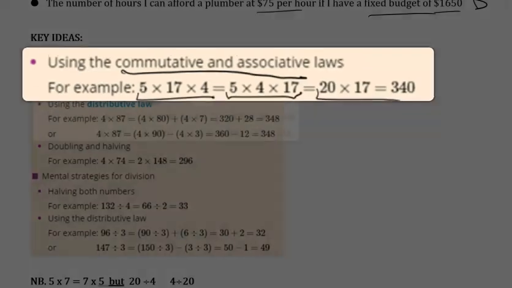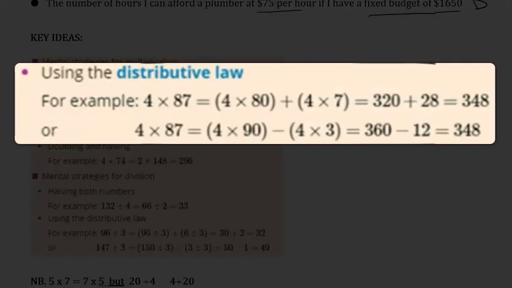I can also use the distributive law. So 4 times 87 is the same as saying 4 times 80, because 8 is in the tens place, and 4 times 7, and then we add those together to get 348.